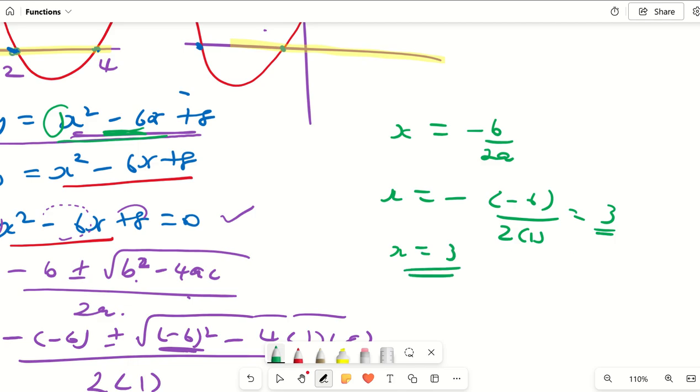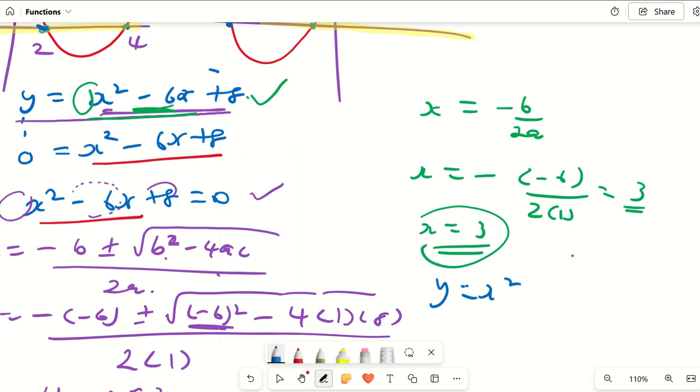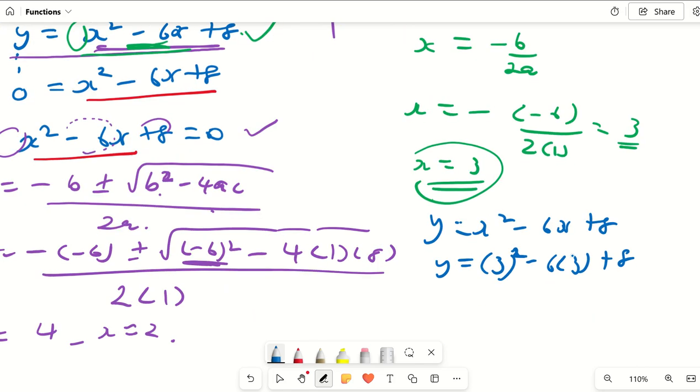What about the y-coordinate? You just take the x-coordinate and substitute it into the original expression for the function. So our expression is y equals x squared minus 6x plus 8. In place of x, you put 3 in brackets always. This will give us 9 minus 18 plus 8, which is minus 10 plus 8, minus 1. That'll be your answer.